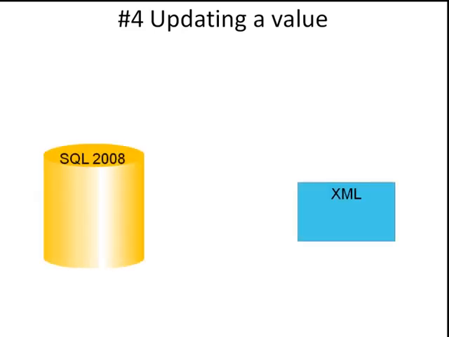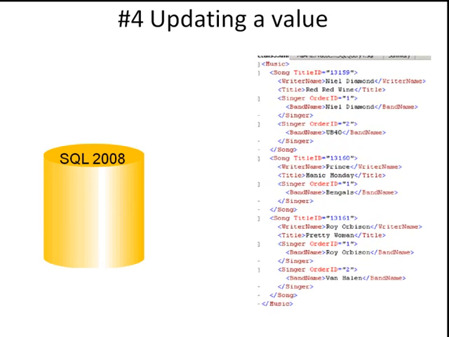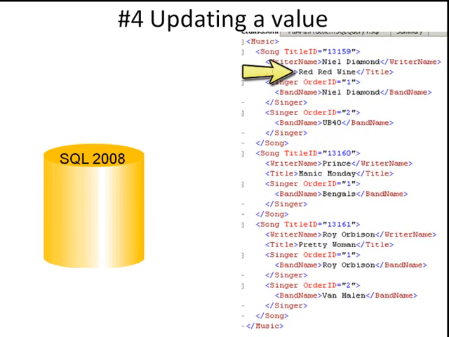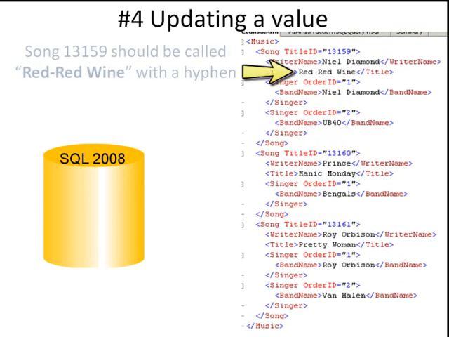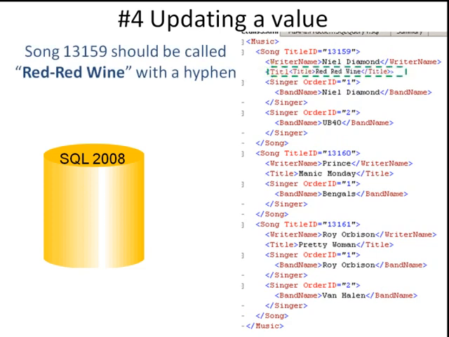What if you want to make a change or an update to a value in your XML? For example, look at the first song called Red, Red Wine. What if you think that should have been called Red-Red Wine? In other words, you want it to look like this. Well, you can achieve this result with a method called xml.modify.